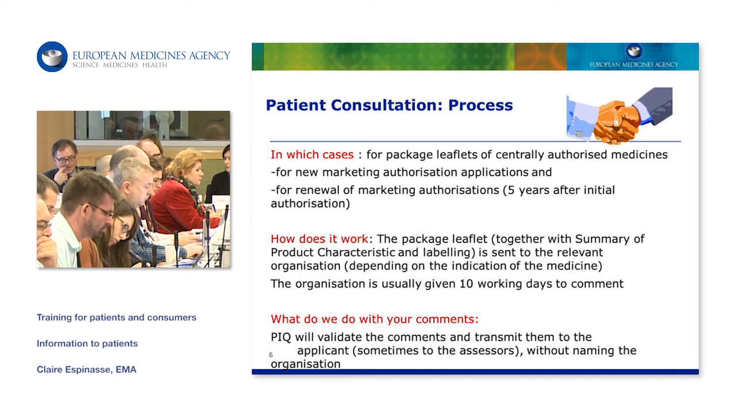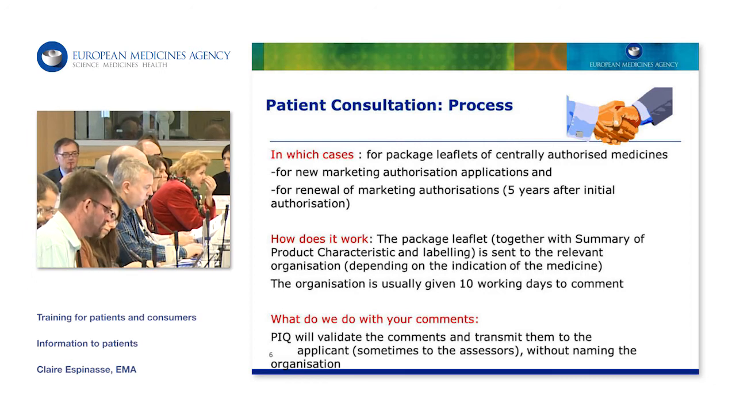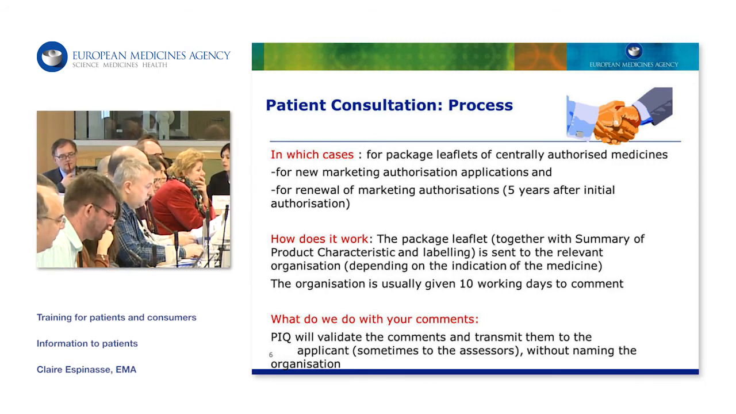How does it work? The package leaflet, together with the summary of product characteristics and the labeling, so the product information as a whole, is sent to the relevant organization depending on the indication of the medicine. Nathalie Bere, with her team, is responsible for sending the package leaflet to the right organization. You are usually given 10 working days to comment. Then you send back your comments to the agency, and the product information quality service will look at your comments, validate them, and we then transmit them to the applicant.